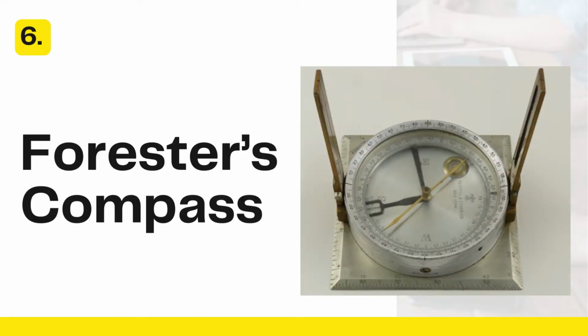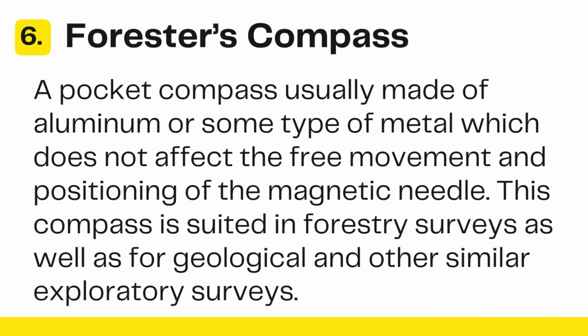Next is the forester's compass. The forester's compass is a pocket compass which is usually made of aluminum or some type of metal which does not affect the free movement and positioning of a magnetic needle. From the name itself, forester's compass, this type of compass is best suited for forestry surveys, and not only that, but also for geological and other similar exploratory surveys.